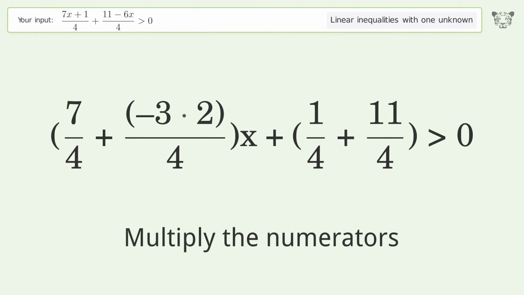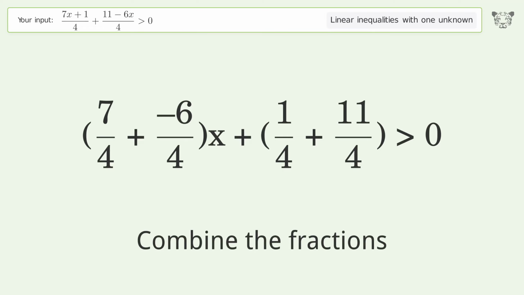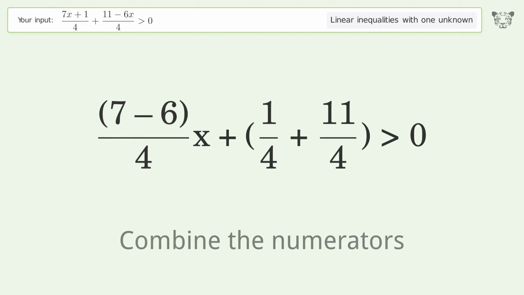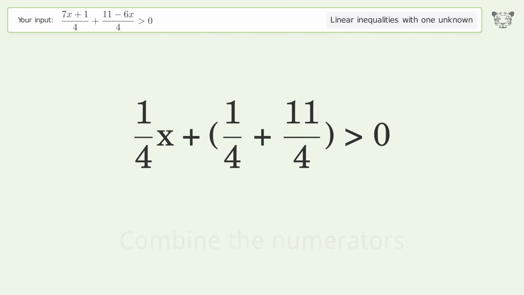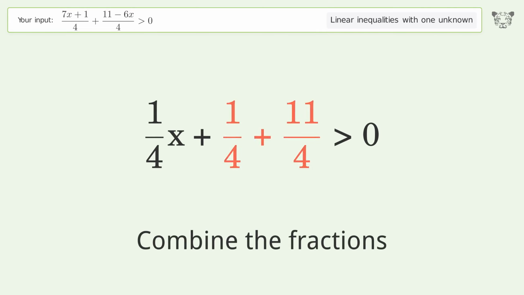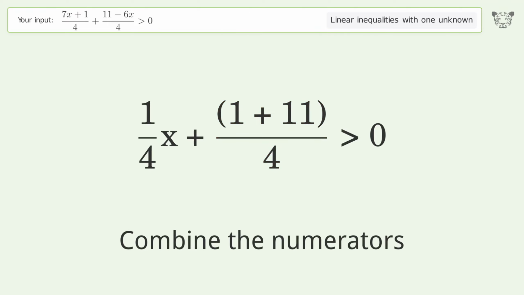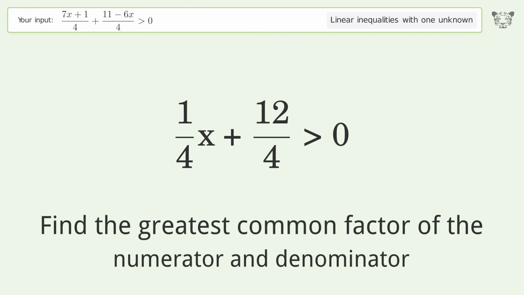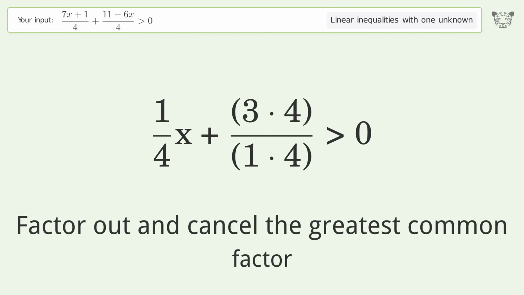Multiply the numerators. Combine the fractions. Combine the numerators. Combine the fractions. Combine the numerators. Find the greatest common factor of the numerator and denominator. Factor out and cancel the greatest common factor.